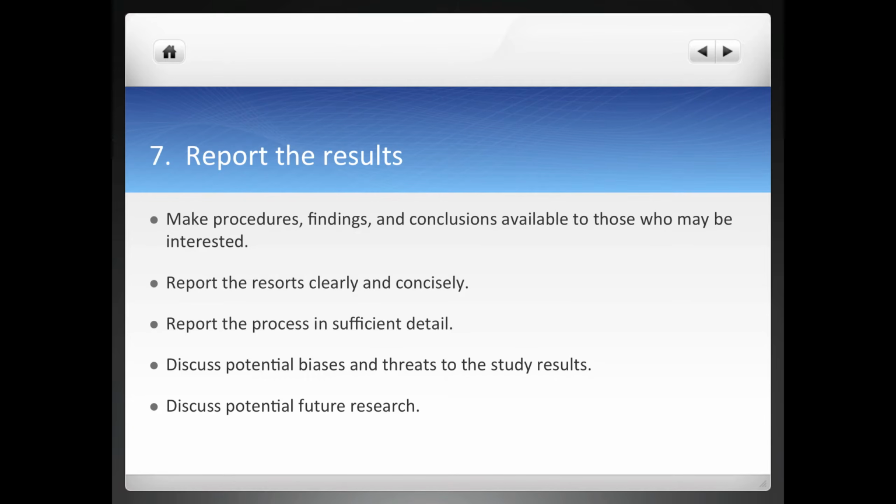All right, number 7, report the results. Guys, it needs to be clear and concise, sufficient detail, and again, talk about potential biases. And most importantly, again, this will be chapter 5, discuss potential future research. Typically, that's what happens in chapter 5, so you might put that on your radar when you go out here and you're trying to come up with a research idea. Look at some things that have been done, go to that final chapter, and look at suggestions from the researcher that they have for ideas for future research.